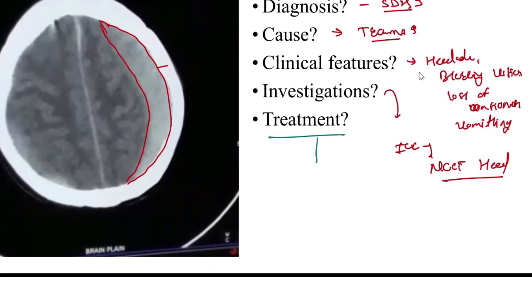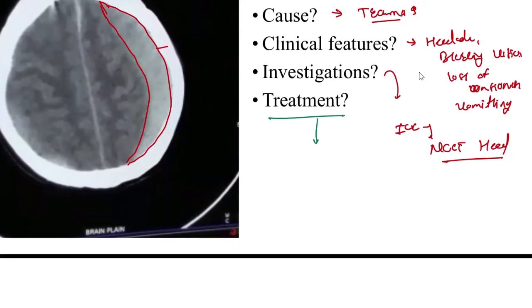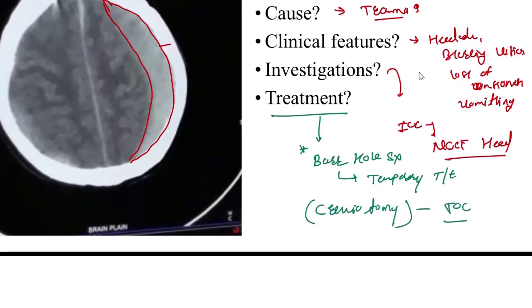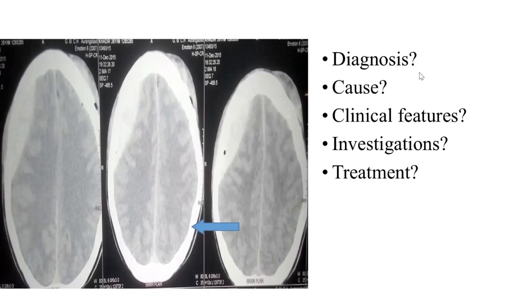Treatment depends on whether conservative treatment has failed, or if it is a very large SDH, placed in the midline, or a midline shift is there, and the patient is not responding to the conservative management. Then burr hole surgery is the temporary treatment. Craniotomy is the treatment of choice.